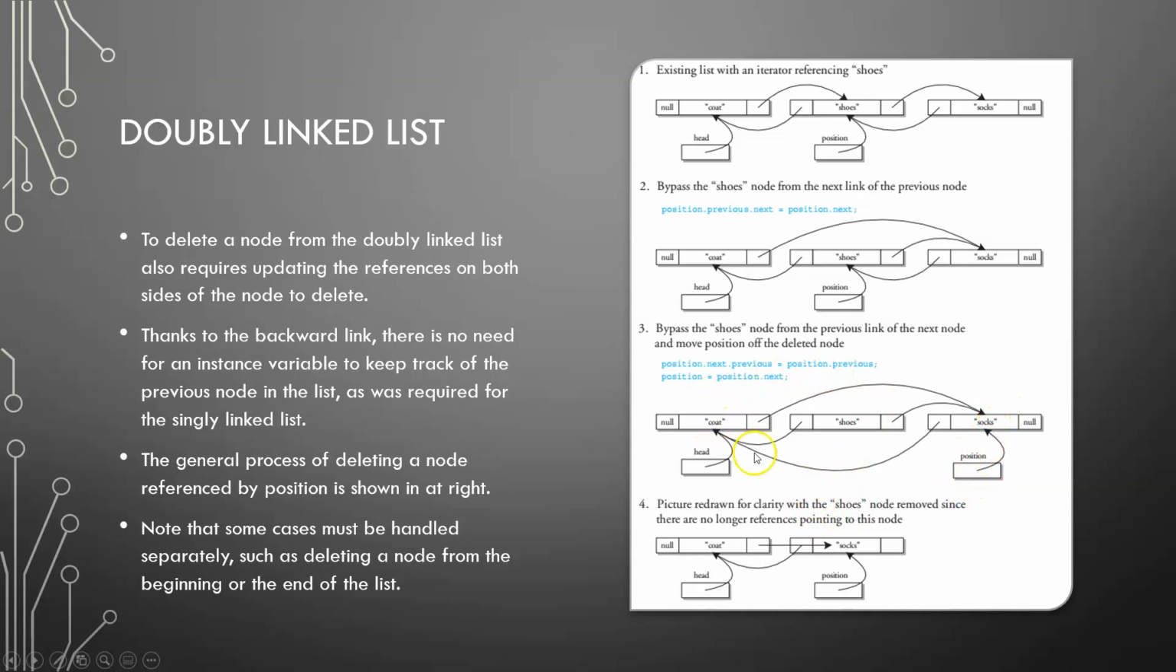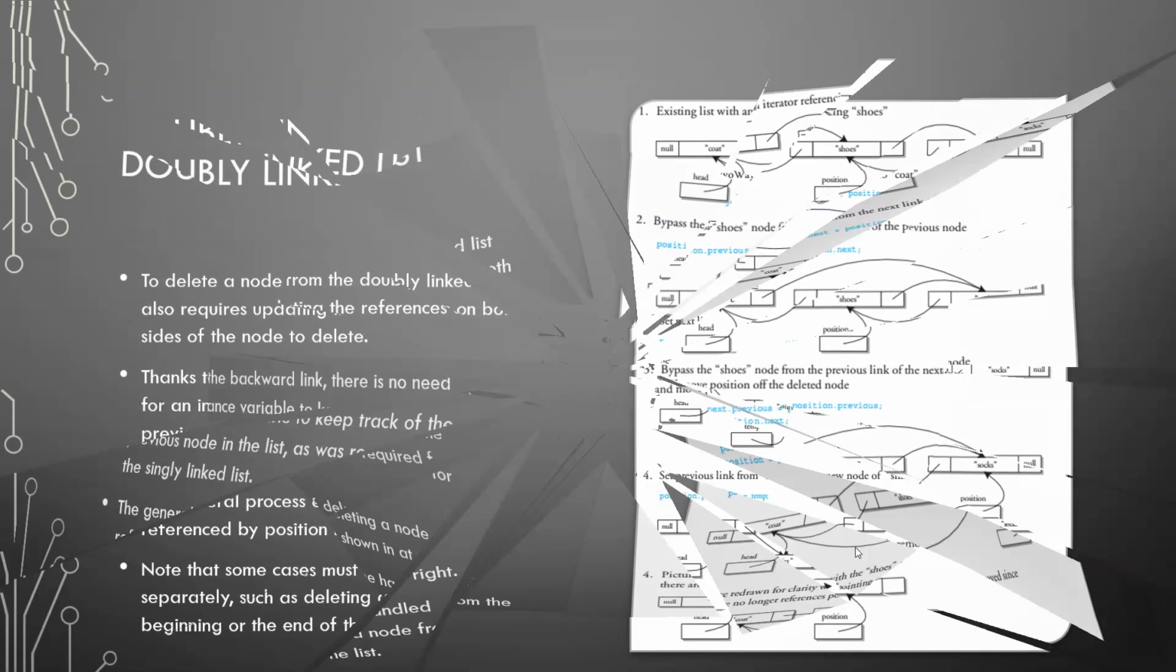And this might look a little confusing again, so again, it's redrawn for clarity. You can see head points to coat. We have our previous link pointing back. This is pointing to socks, and position is pointing to socks.